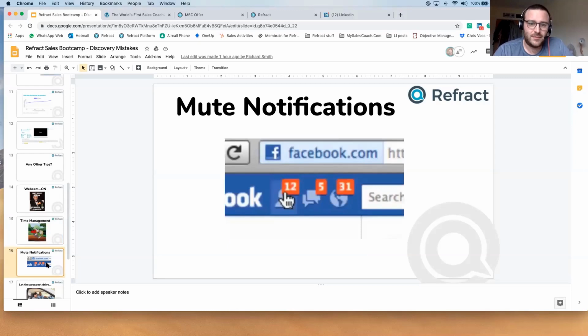100%. Next one, mute notifications. It's such an obvious one. I still get caught out by this. Only yesterday, Slack was doing my head in. I had to just say to my prospect, I'm just going to turn this off, because it was getting too much, and it's just such an easy thing to forget. But try and remember, turn off your WhatsApps, turn off your notifications, because they're just distractions.